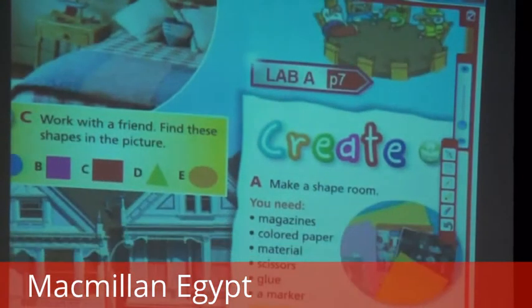The craft activity is very basic. It matches the theme, which is shapes that we find in a room. And the materials that you need are very basic, that you can find in a souk or supermarket. Nothing complicated. But we want the children to be making things so that they are exploring the language at the same time.